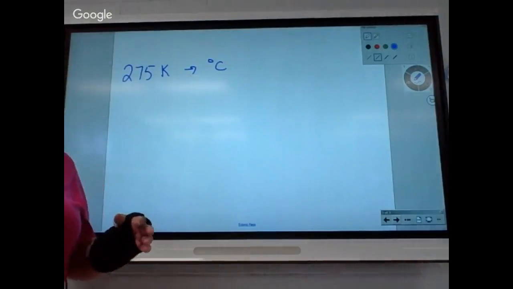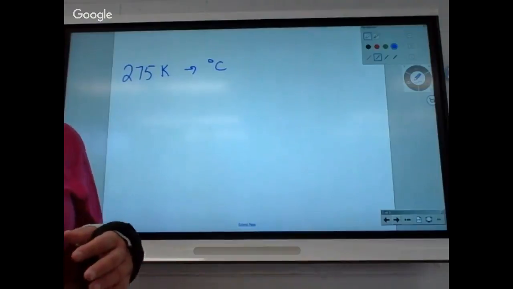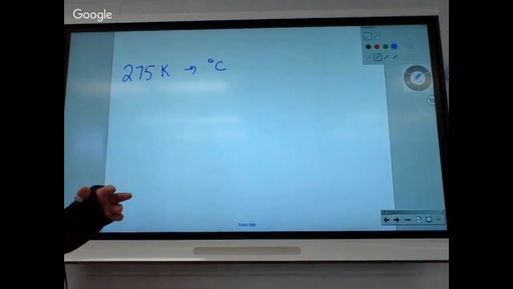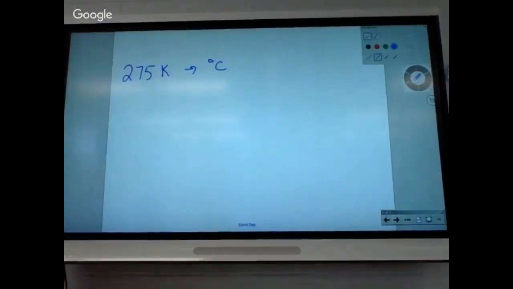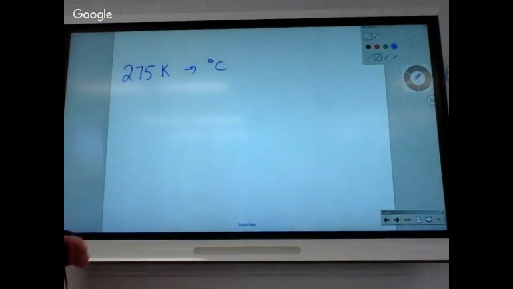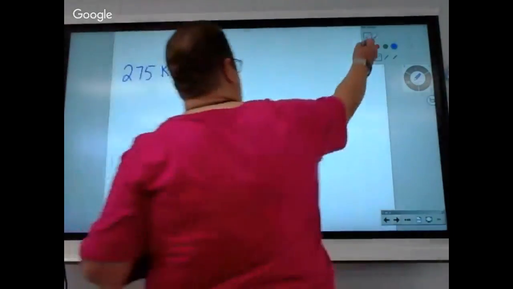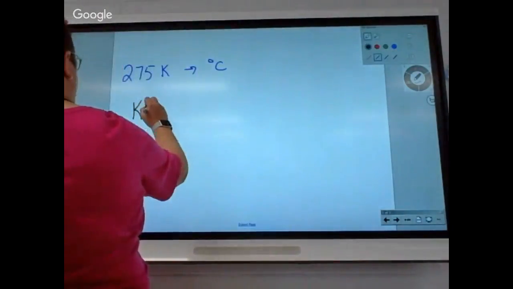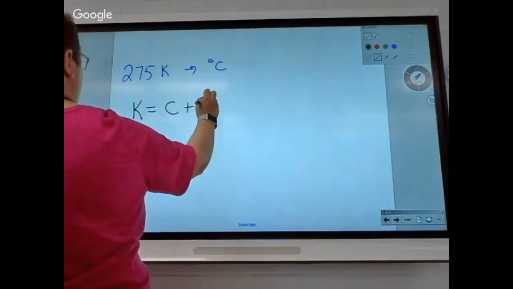first of all, K is the only one that does not have a degree symbol on it, so I will never write a degree on the K. There will only be degrees on C and F, in case you're curious about why I don't do that. Kelvin does not have a degree on it. Which formula would I pick to make that conversion? Good. So we're going to pick K equals C plus 273.